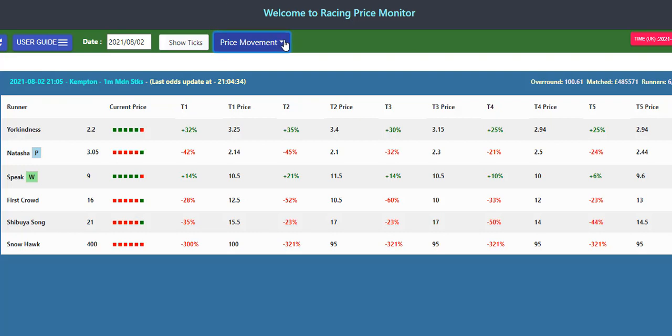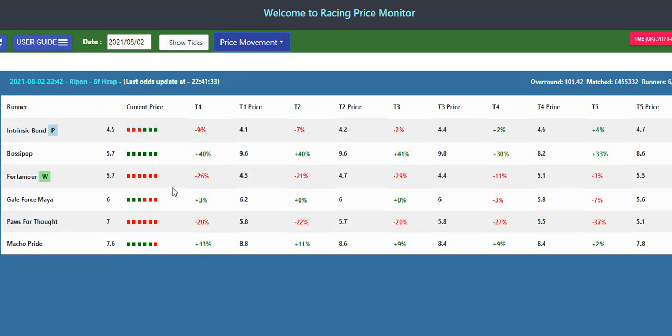Also, you can see up here the over-round market on this Kempton race was just over 100%, so very close to that 100% perfect market, and we can see the matched amount was £485,000 on this race. I'll just click on another race somewhere. Where are we? This one here.